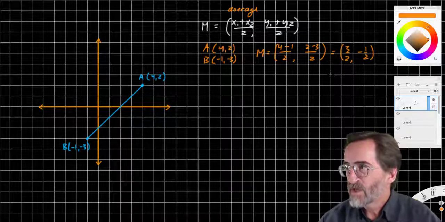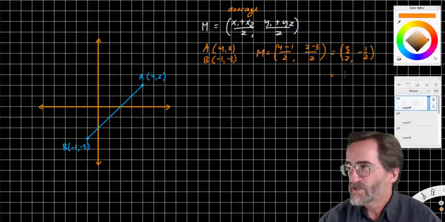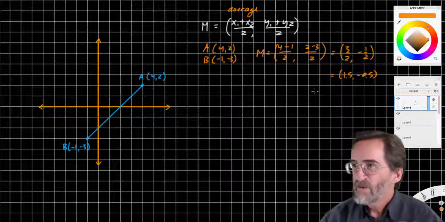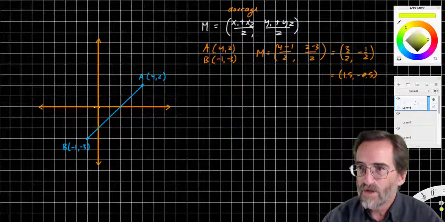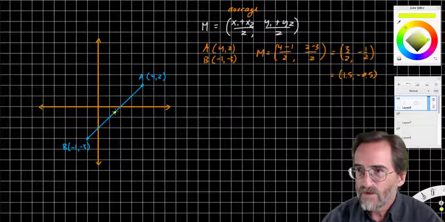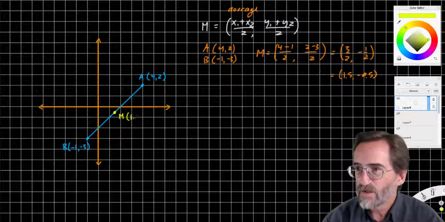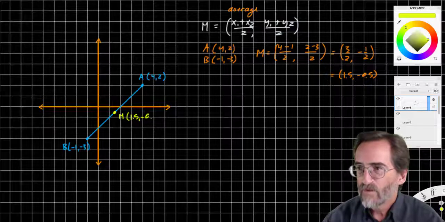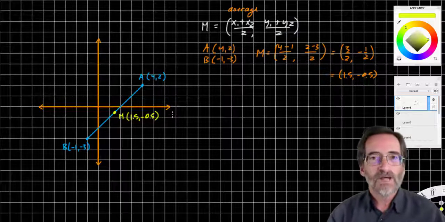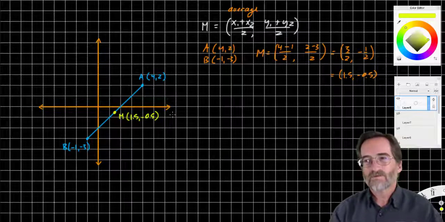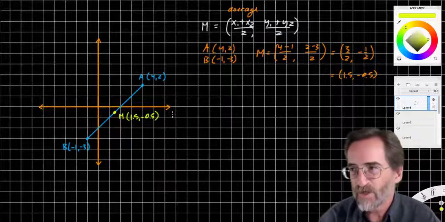I could express that as mixed numbers, or as a decimal: it's 1.5 and -0.5. Let's see if that's accurate on our graph. So (1.5, -1/2) is right here. Lo and behold, the midpoint appears to be right in the middle. So that's the midpoint: average of the x's, average of the y's. Add the x coordinates, divide by 2. Add the y coordinates, divide by 2.